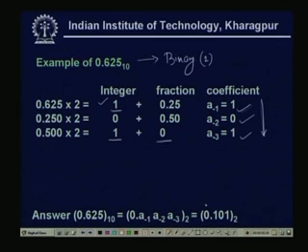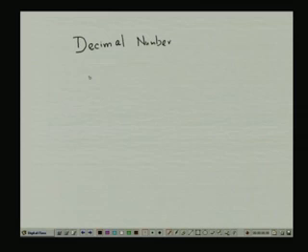So, now we do one example. Say we are taking now some decimal number, say 7, 8, 9, 10.